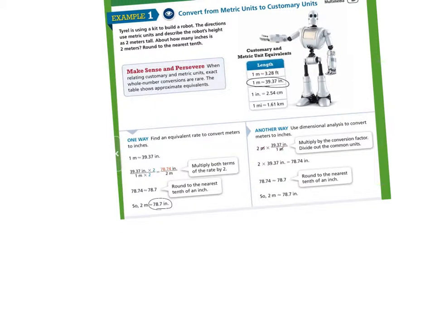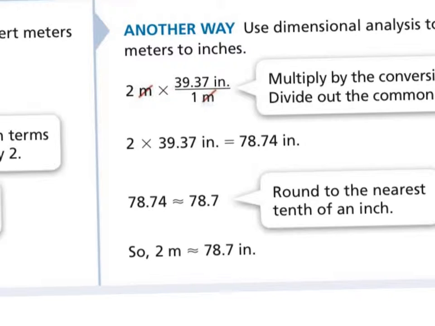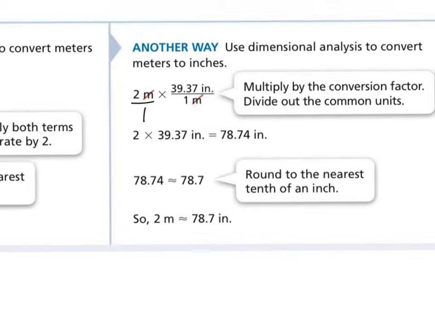Another way we could do this is converting the meters to inches. So you could say, well, we have meters, so we can just put that over 1, and we can actually multiply by our conversion factor. This is called a conversion factor, something we multiply by where the two things are equivalent to each other. So 39.37 inches is equivalent to 1 meter. So if we multiply by that, all we're doing is changing the units, and we're getting an equivalent measurement.